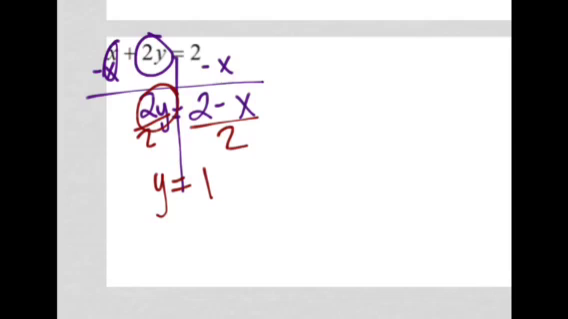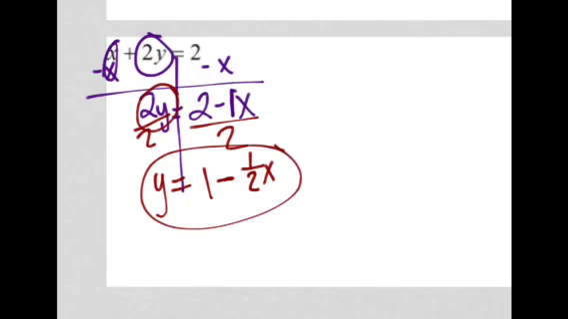Now, remember, there is an understood 1 located right here. We don't write the 1, but there is an understood 1 there. So a negative and a positive make that negative, and I'm left with 1 over 2x. And I'm done. Y is by itself, and it's positive.